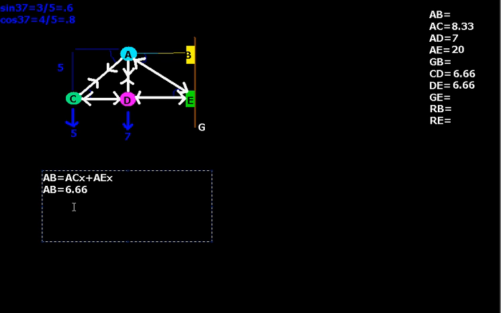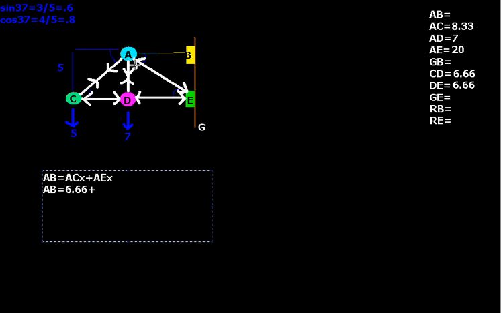But you'll see that if you take our AC value 8.33 and multiply it by the cosine of 37, if you multiply that by 0.8, you will get this 0.66666. So then that plus, what's AE in the X direction? That's going to be our AE, right, our 20 times the cosine of 37, right? Because if this is the angle, the cosine is that horizontal piece. So what's 20 times the cosine of 37?